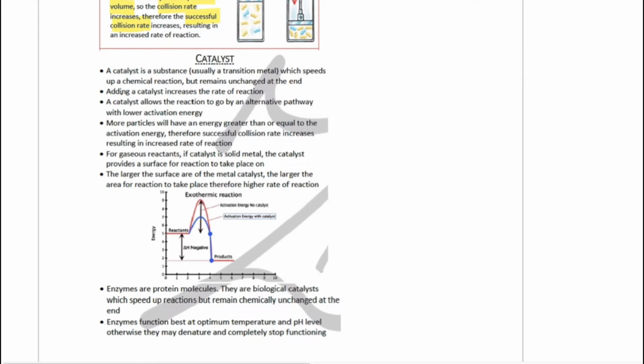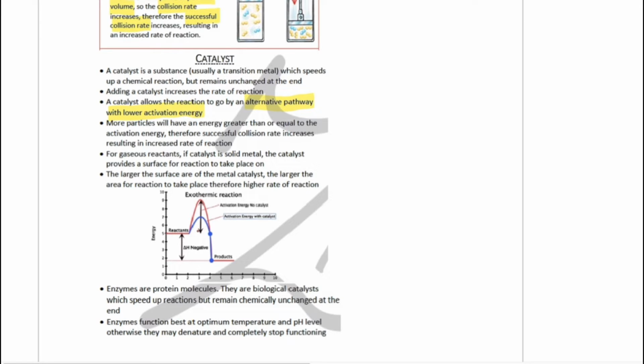Now, adding a catalyst increases the rate of reaction. A catalyst allows the reaction to go by an alternative pathway with lower activation energy. So this is the important one. Alternative pathway with lower activation energy. So what does that mean? Let's see the graph. Without catalyst, you have to follow the red path. High activation energy. Activation energy is from here to the maximum of the graph. That's the activation energy.